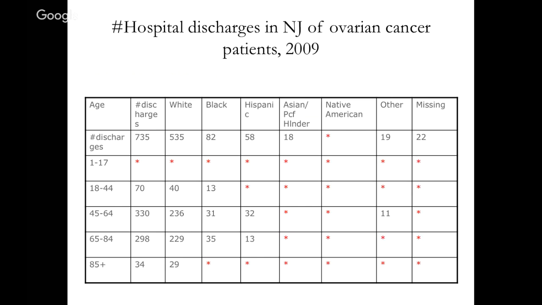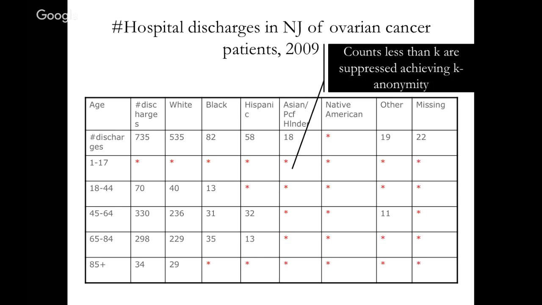So wisely, what they've done is, if the number of patients of a certain type is small, they suppress those values. In particular, whenever the count is less than 10 in this case, they suppressed it, so they get k-anonymity with k equal to 10, for example. Right? But what's wrong with this?